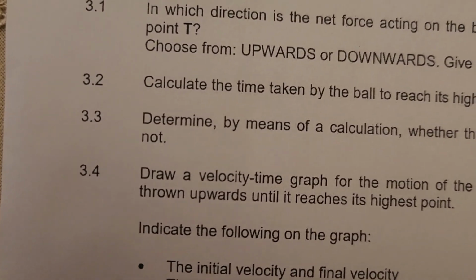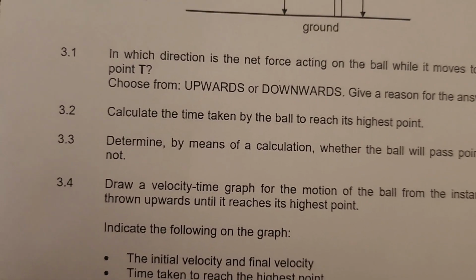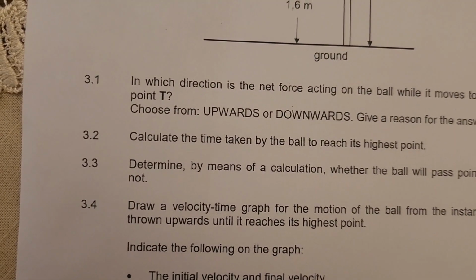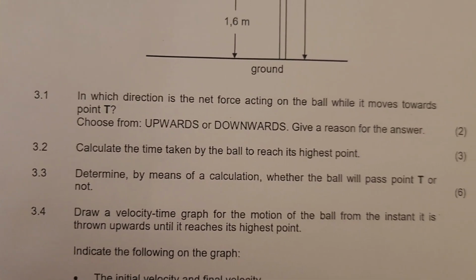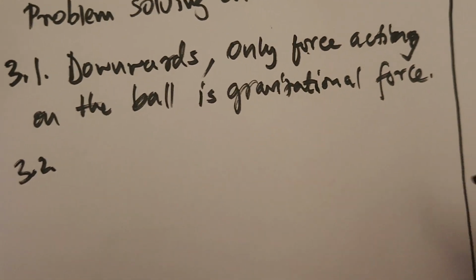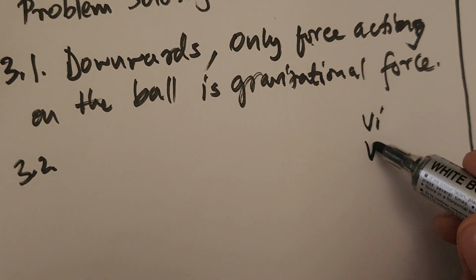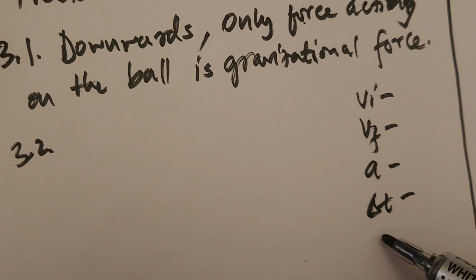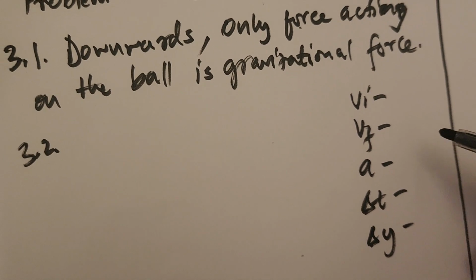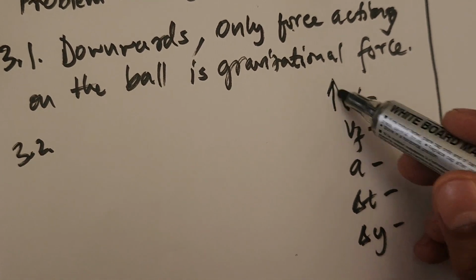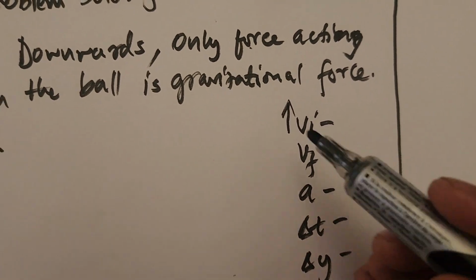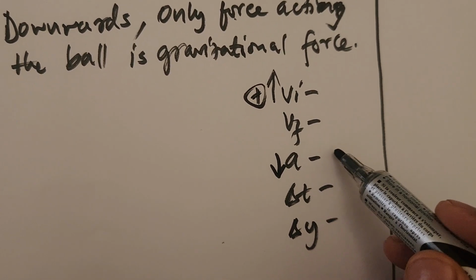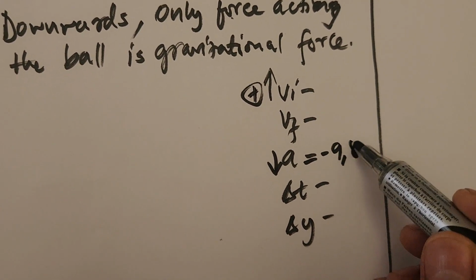Now the next question, 3.2: calculate the time taken by the ball to reach its highest point. Fine. Remember the golden strategy. Just write VI, VF, A, delta T, delta Y, right? All the 5. First, the initial velocity is upwards. Remember, it always tells us which direction will be positive. Therefore, upward will be positive. A is downwards always. Therefore, it will now become negative 9.8.